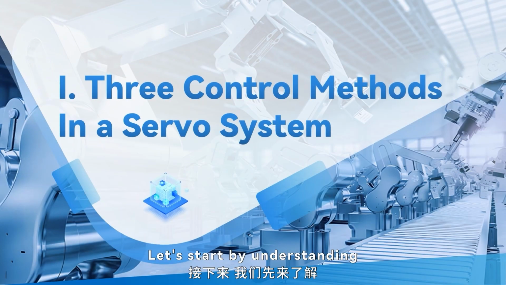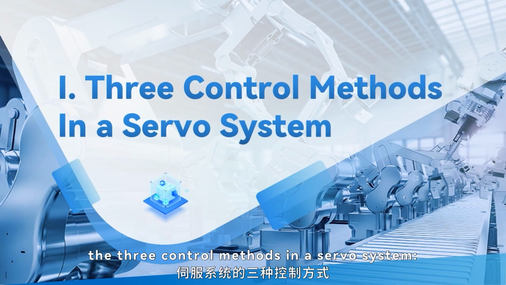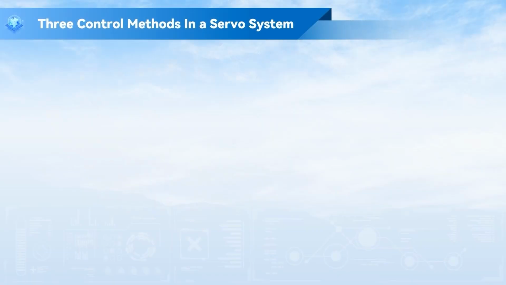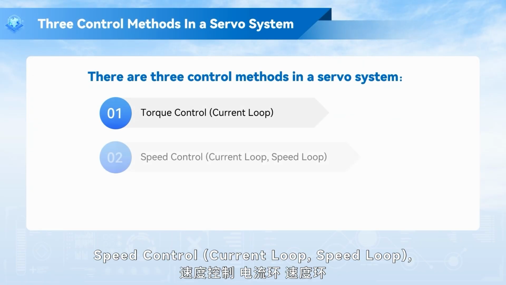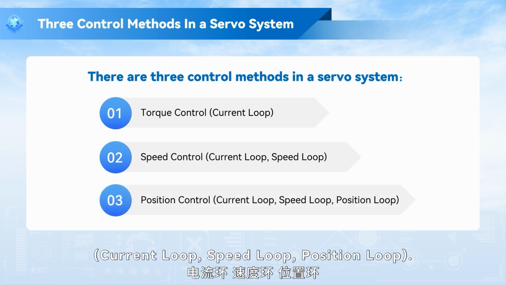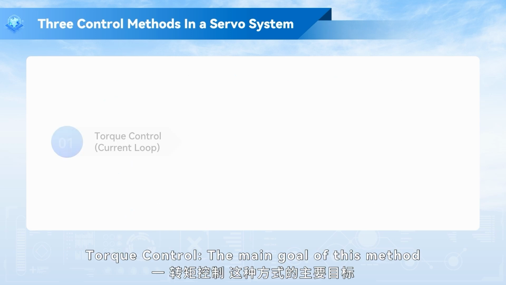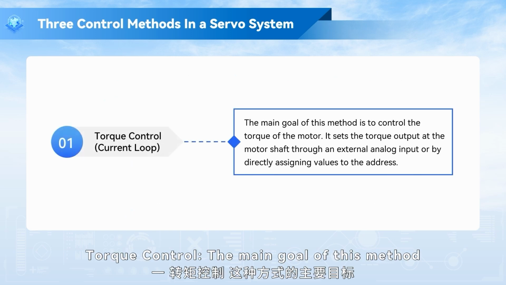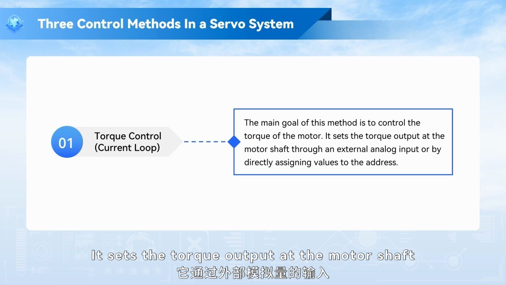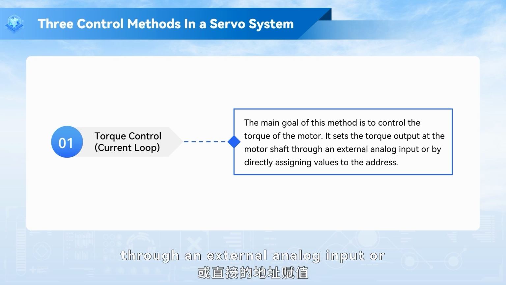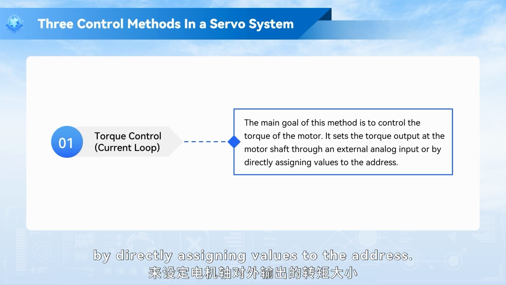Let's start by understanding the three control methods in a servo system: torque control, current loop; speed control, current loop, speed loop; and position control, current loop, speed loop, position loop. Torque control. The main goal of this method is to control the torque of the motor. It sets the torque output at the motor shaft through an external analog input or by directly assigning values to the address.